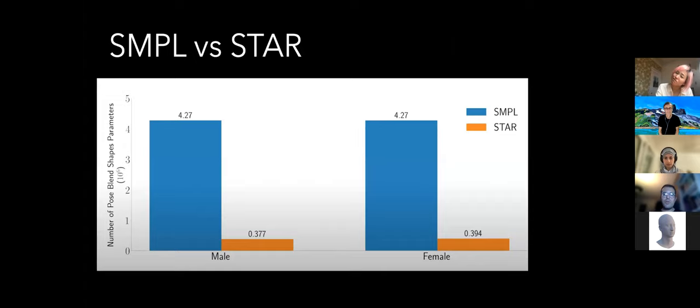And this is what I'm going to talk about next. So here I'm looking at the number of parameters of Simple and STAR compared side by side. And STAR has roughly around 20% of the parameters of Simple. And this is mostly because of two things: the use of the unit quaternions instead of Rodriguez rotations, and the sparsification of those functions.